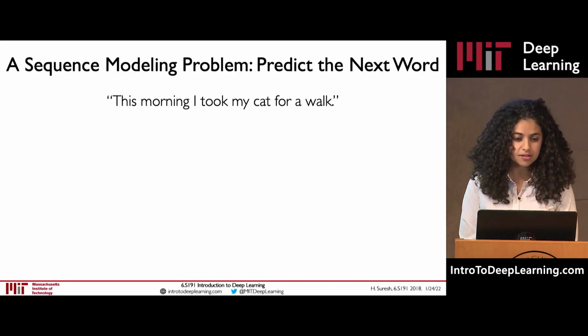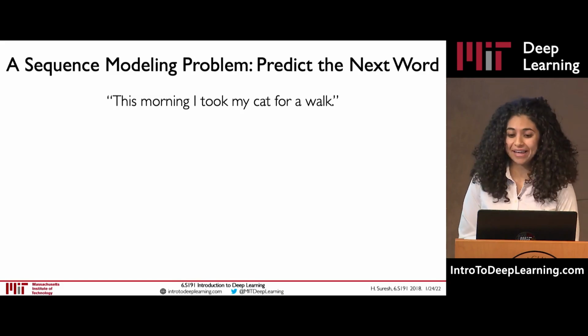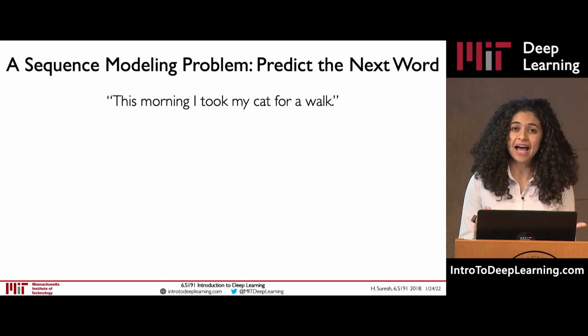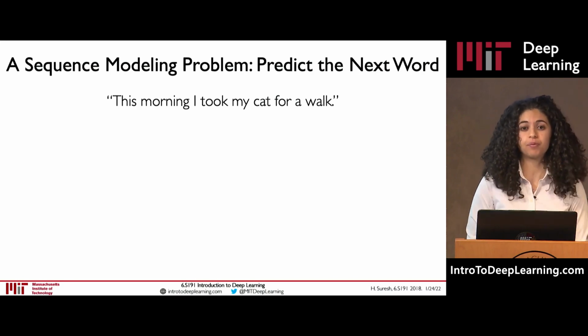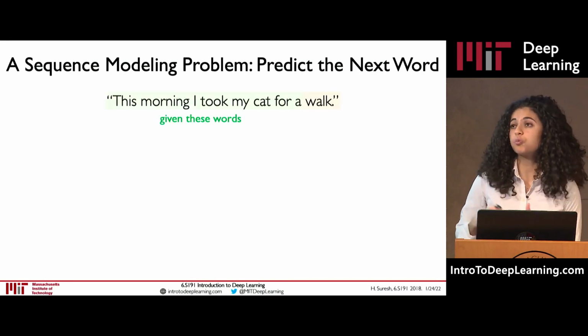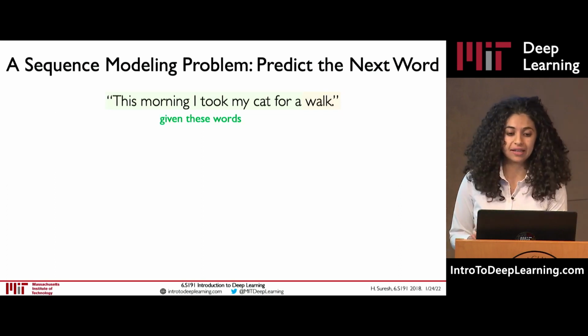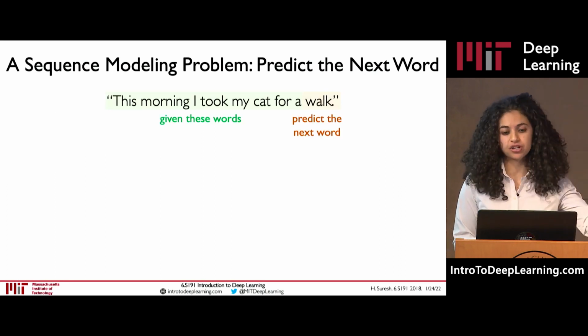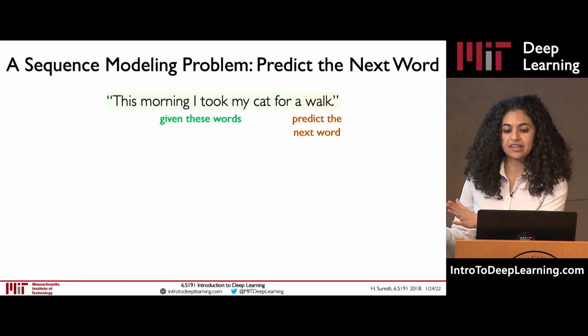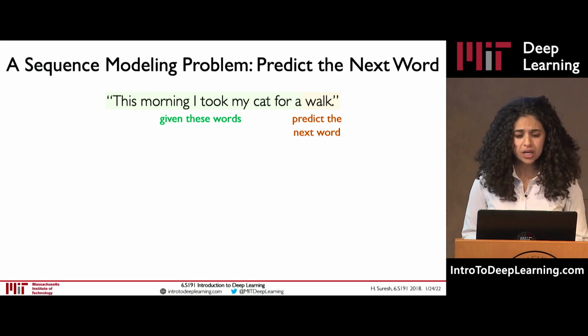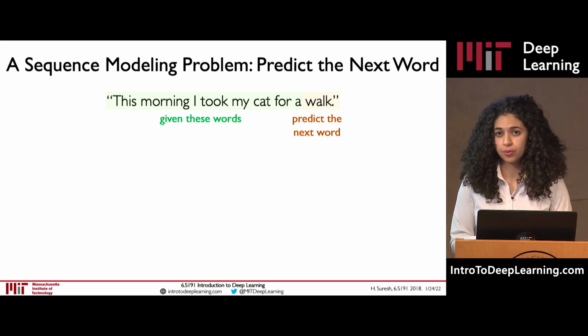Suppose we have this sentence, right? This morning I took my cat for a walk. And our task here is to use some prior information in the sentence to predict the next word in the sequence, right? This morning I took my cat for a, predict the next word, walk. How can we actually go about doing this, right?